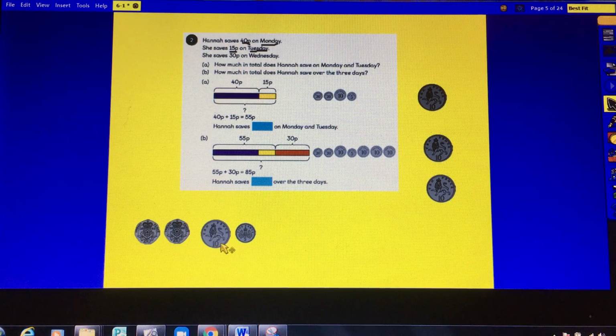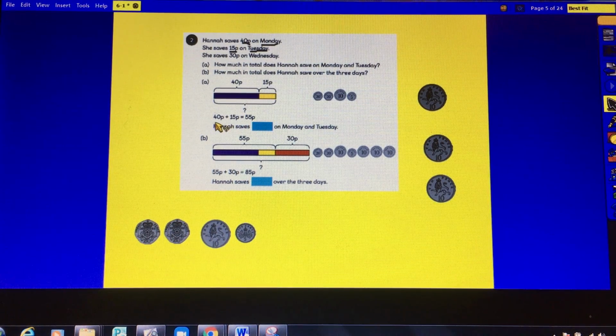And then to find out how much she saves in total, I'm going to add up the 40p that she saved on Monday with the 15p she saved on Tuesday. 20p add 20p equals 40p. 40p add 10p equals 50p, and 50p add 5p equals 55 pence. So Hannah saves 55 pence on Monday and Tuesday.